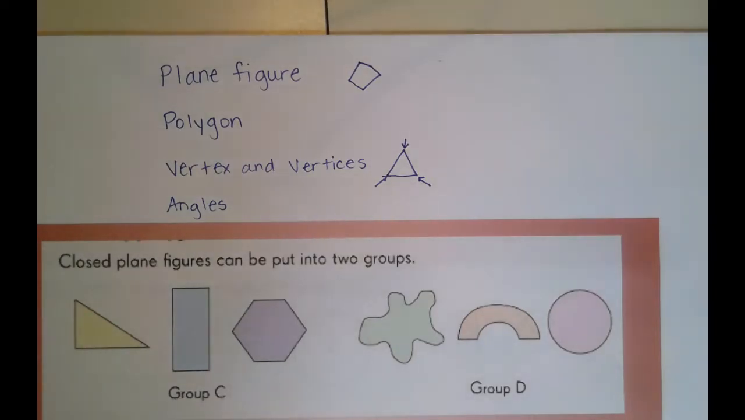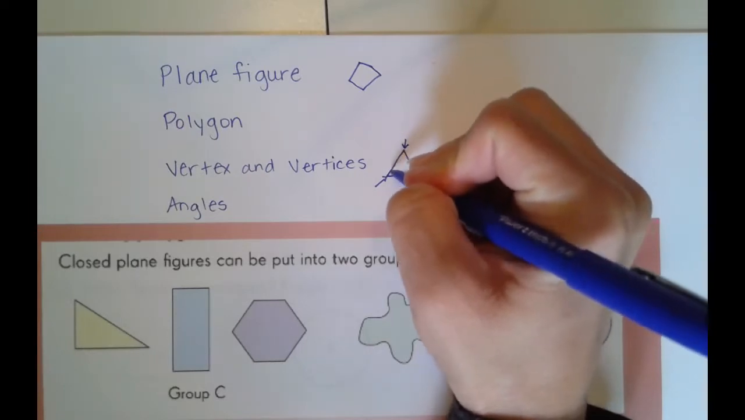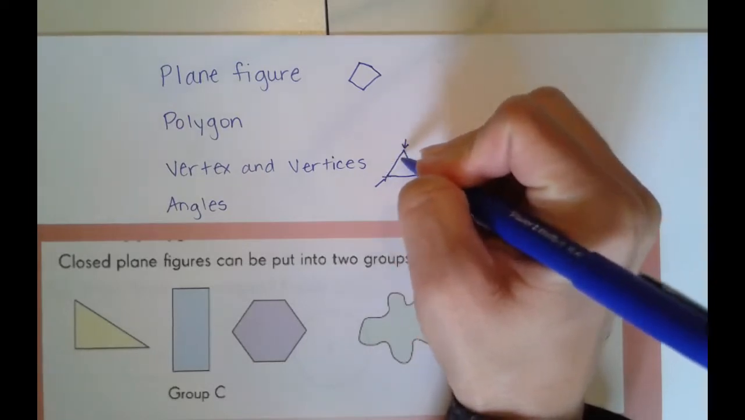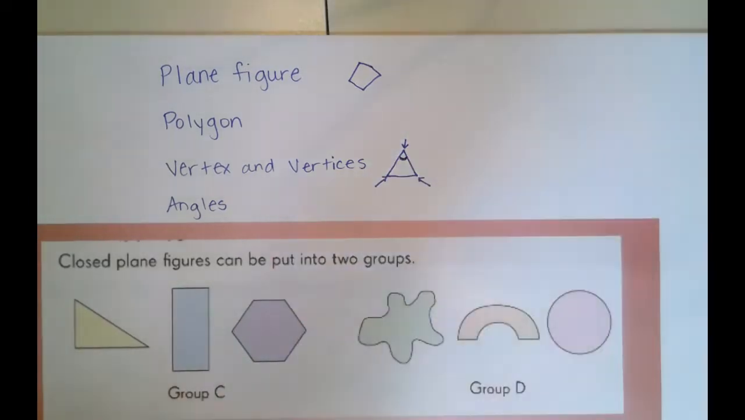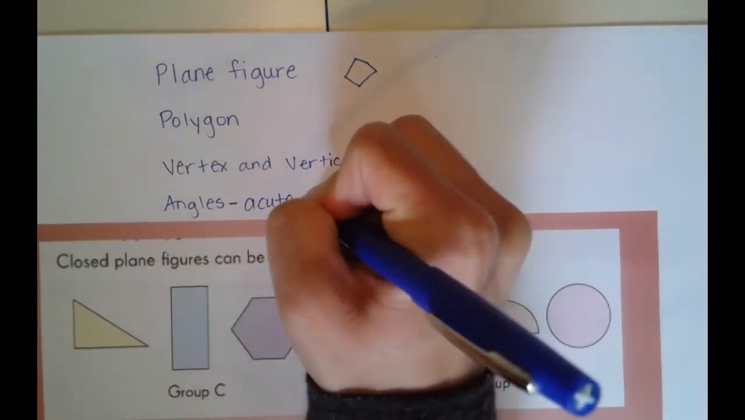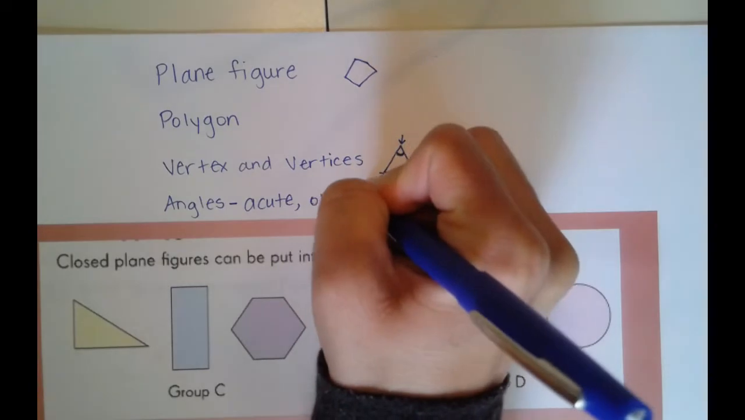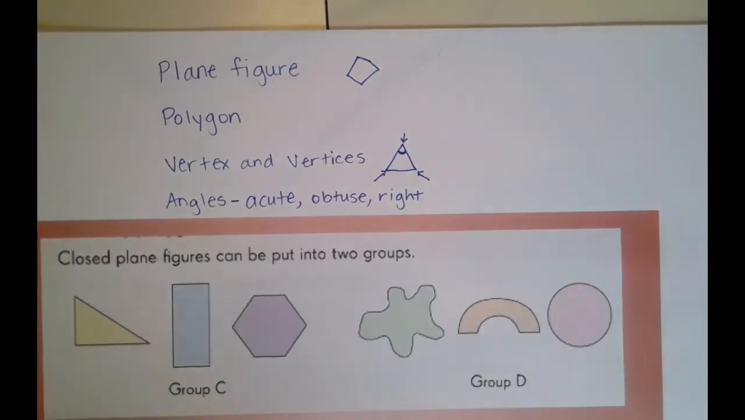So let me just review one more time. Angles are the space between the area where two sides meet. So whereas this here is the vertex, this part in here is the angle. It tells you how wide or narrow the space is between the two sides. And we've learned about acute angles, obtuse angles, and right angles. And we've learned about what each of those types of angles are. Okay?